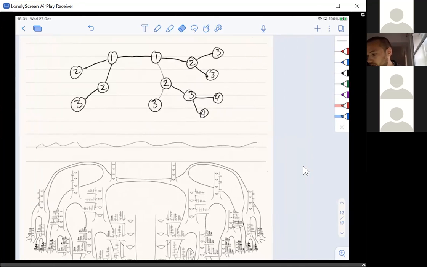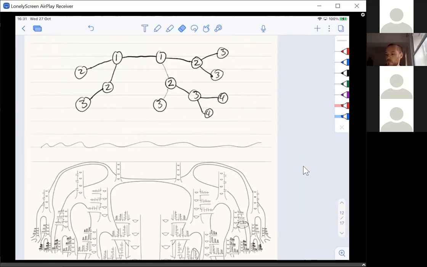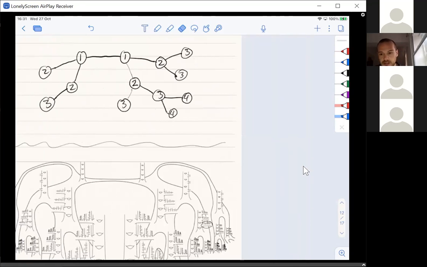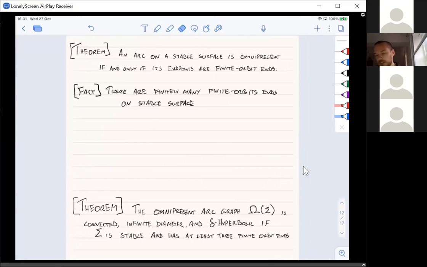So that's the theorem. I'll very quickly give you the headlines of how to prove it. The first is this: an arc on a stable surface is omnipresent if and only if its endpoints are finite orbit ends. That follows our intuition from the picture we drew, but it turns out to be true in general. And the key fact is that there are only finitely many of these finite orbit ends on a stable surface. Because if you have more finite orbit ends, they have to accumulate somewhere, and that creates instability.